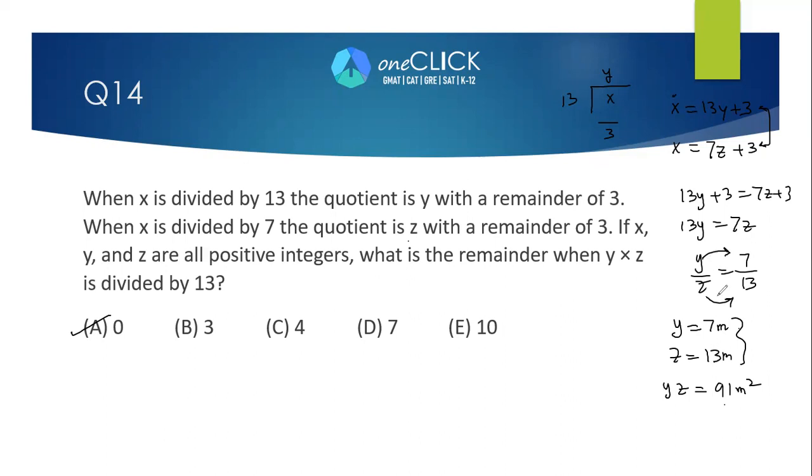Okay, so y is a multiple of 7, z is a multiple of 13. So when you multiply the product and divide by 13, there will be no remainders. All right, next.